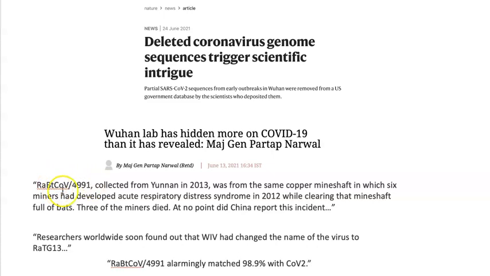They changed the name of this virus to Ra-TG13, in effect trying to destroy the paper trail between this lethal SARS-CoV-2-like virus by renaming it something else so that this virus no longer had the stigma of having killed somebody attached to it, and the fact that it was very similar to SARS-CoV-2. Again, very suspicious.